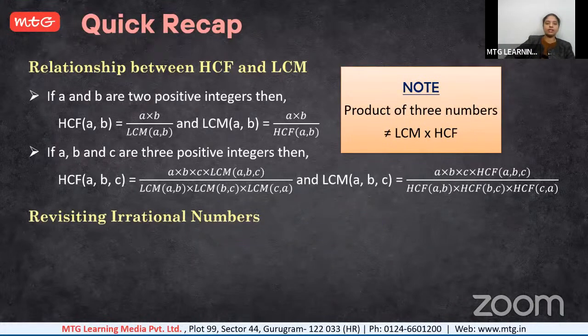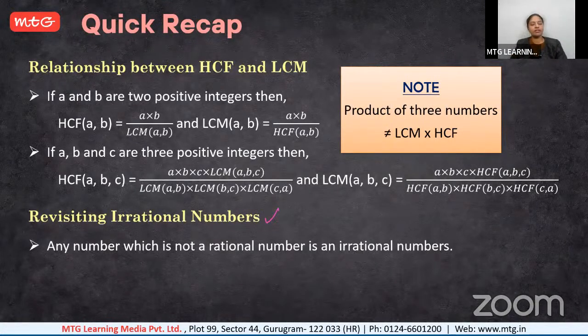And the last but not the least important topic of this chapter is the revisiting of irrational numbers. As I've said, this is a concept where you'll get your short answer type and long answer type questions. This concept is all about understanding irrational numbers, which you also learn in class 9. It will be extended here. Any number which is not rational is irrational. It's as simple as that. Something which cannot be represented in the form of p by q is nothing but an irrational number.